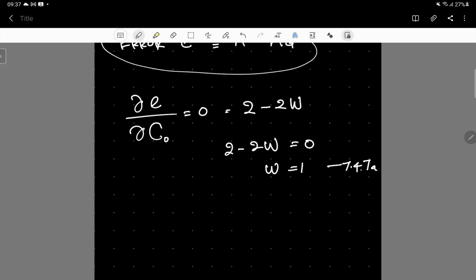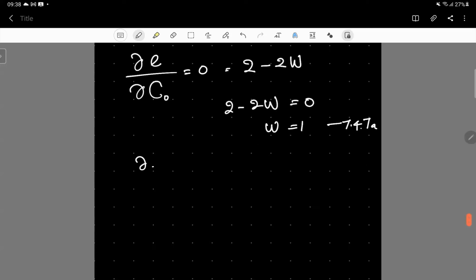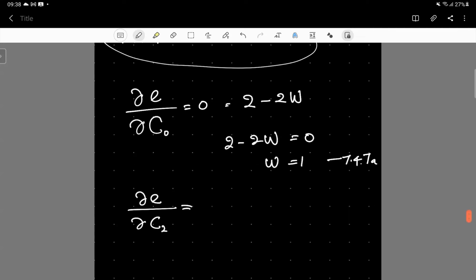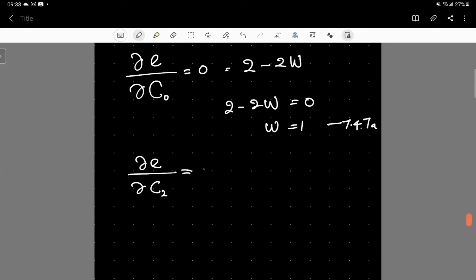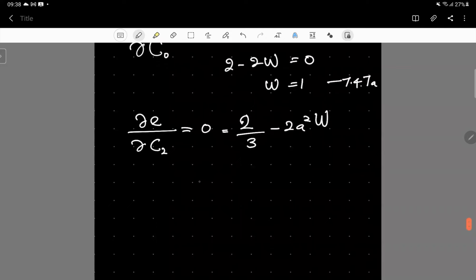Right. So what is the other criteria which we need to use? We are now also interested in minimizing the error with respect to the C2 value. What we do is we obtain the partial derivative for this error function, which is A minus AG, and see what is the result that we obtain. If we do the differentiation correctly, what you would get is 3/2 minus 2A squared W. Since W is equal to 1, this equation now will give us the value for A.